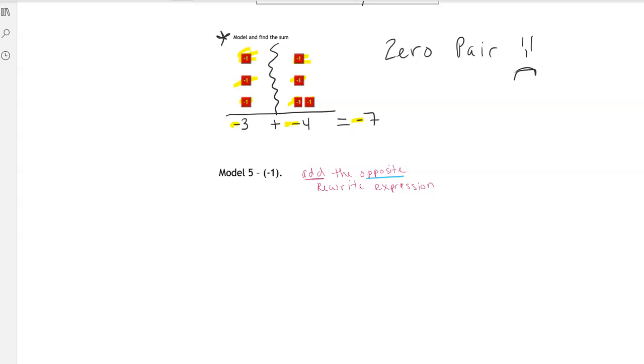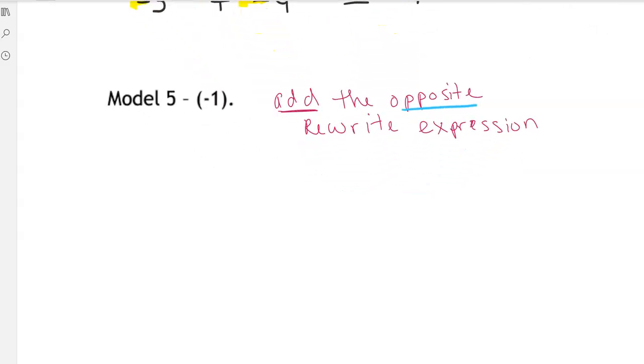And the very last one, what if they don't give you any tiles? What if they just ask you this very difficult question? Model 5 minus a -1. Oh my goodness. This is where you're going to add the opposite. So do you see this word add? And you see this word opposite?